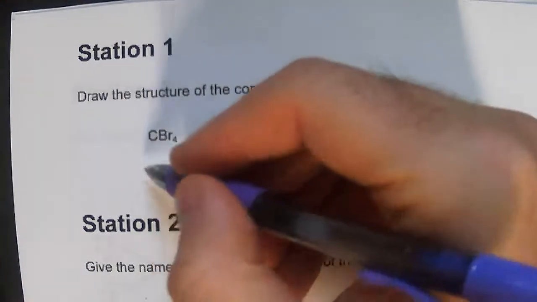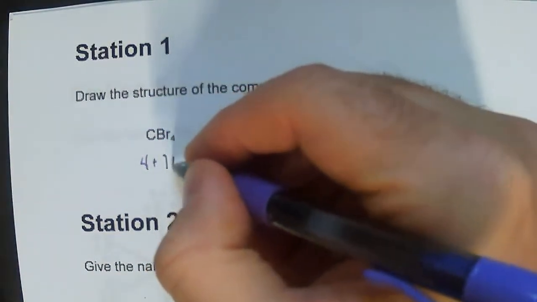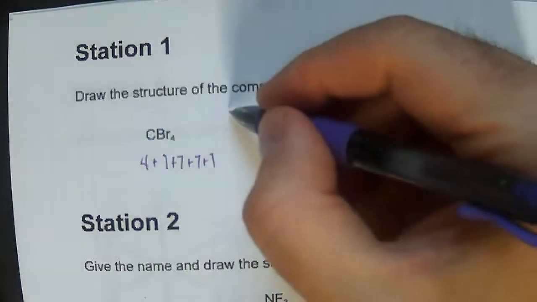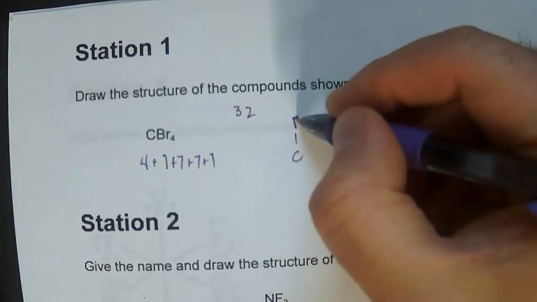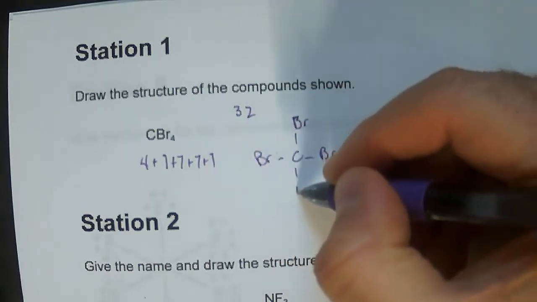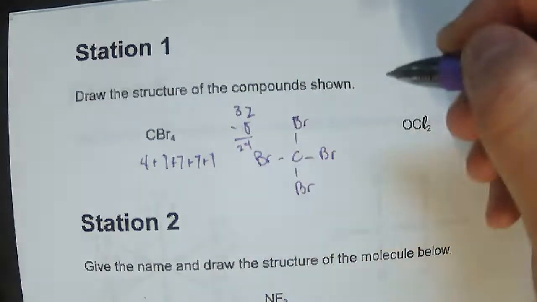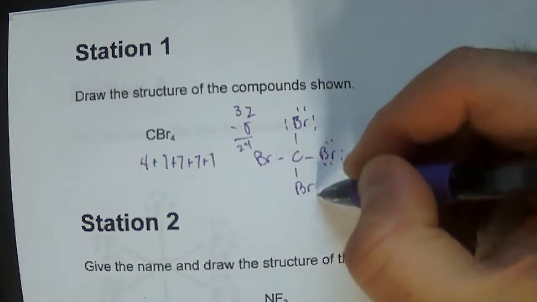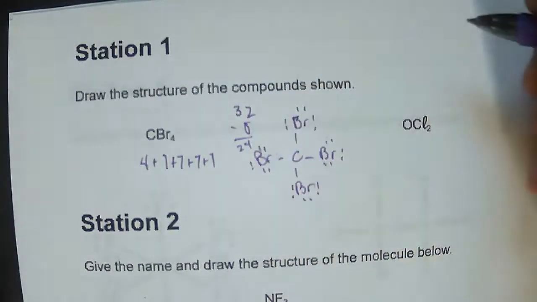In order to do that, we're going to count the valence electrons. 7 plus 7 plus 7 plus 7, so that's 28, so that's 32, and then we're going to draw a skeleton structure. So that's minus 8, so we have 24 left, and then we go 1, 2, 3, 4, 5, 6, 7, 8, 9, 10, 12, 14, 16, 18, 20, 22, 24.